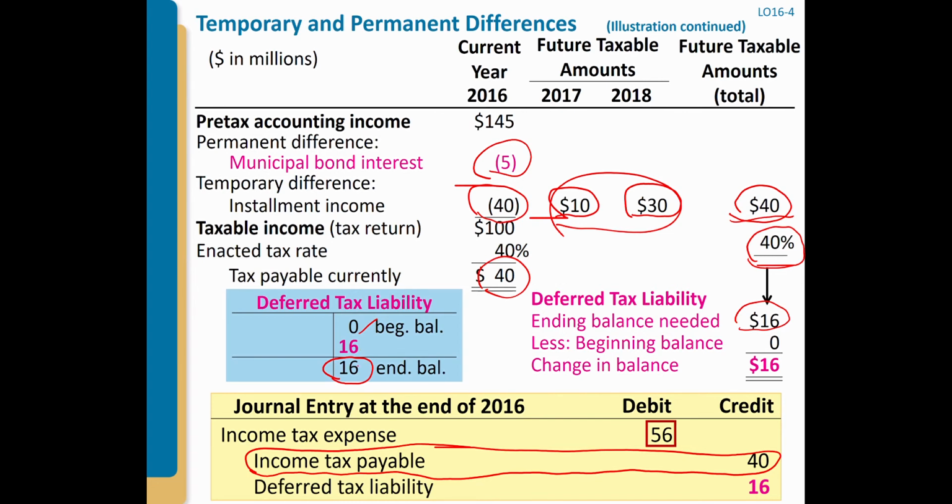So how do we make it become 16? You need to credit 16, right? That's how we get this credit, 16 to deferred tax liabilities. Then to write the journal entry, the last item will be the income tax expense, which is the total in this case.